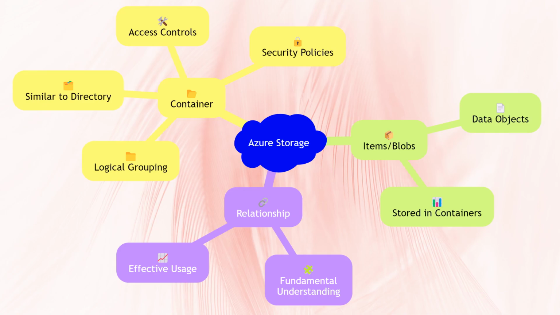In Azure Storage, a container is a logical grouping of blobs, similar to a directory in a file system. Items or blobs are the actual data objects stored within these containers. Containers help organize and manage blobs, making it easier to apply security policies, access controls, and other configurations. Understanding the relationship between containers and items is fundamental to effectively using Azure Storage.